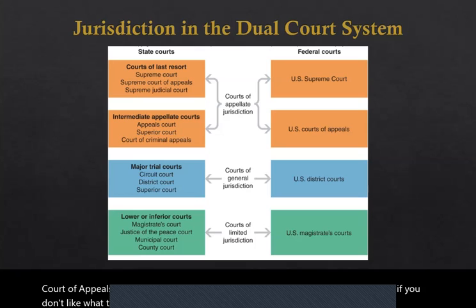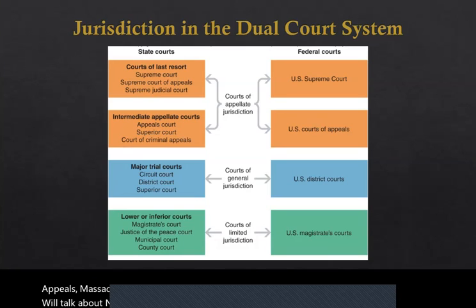On the left-hand side, if you don't like what the major trial court said or did, you can appeal to what's usually called an intermediate appellate court. These will often be referred to as the state court of appeals, right? So Missouri Court of Appeals, Massachusetts Court of Appeals. We'll talk about New York. New York's a little different.